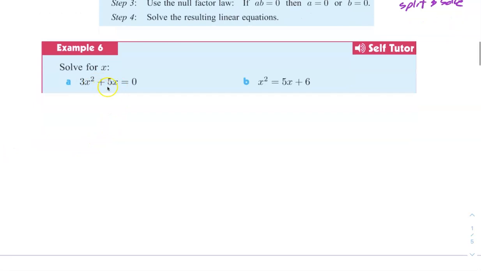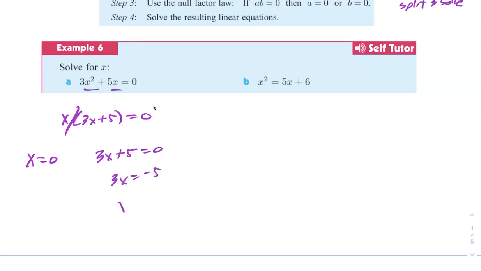There are only two terms, so don't think they're crazy. Just look at what they have in common. They both have an x. So factor out the x, and you get x times 3x plus 5 equals 0. Pull out the x, and what's left over is 3x plus 5. Now I can split it: x equals 0, or 3x plus 5 equals 0. Solve this side: 3x equals negative 5, x equals negative 5/3.